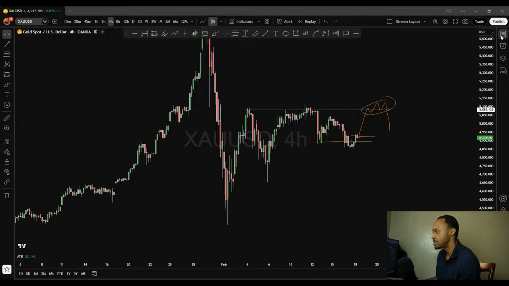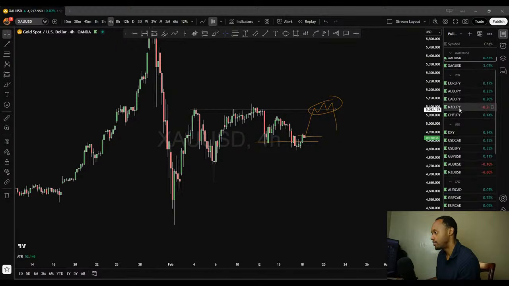Okay, let's take a look at dollar yen. So not my favorite yen pair, I must admit.